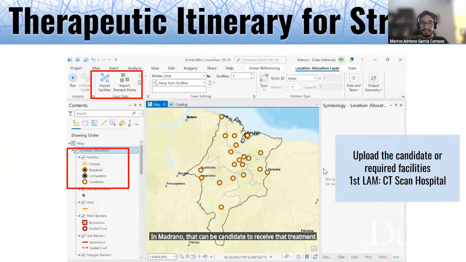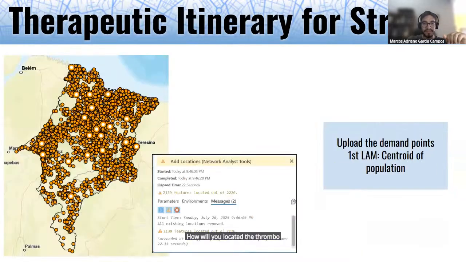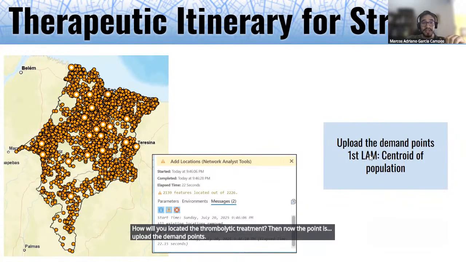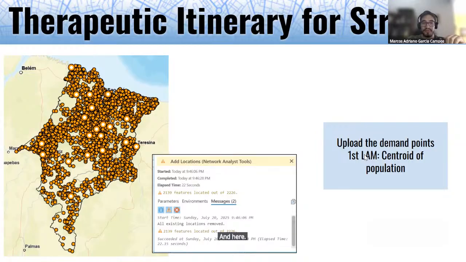So for the first location allocation, I used as facilities the CT scan hospitals, where in my theoretical model I will locate the thrombolytic treatment. The next step is to upload the demand points, and here I will use the centroids of population that I calculated using the selection.